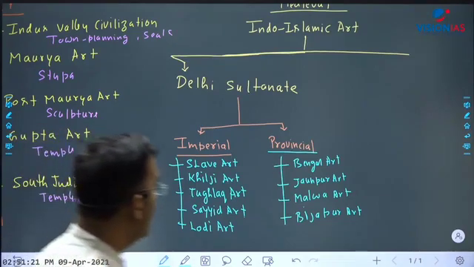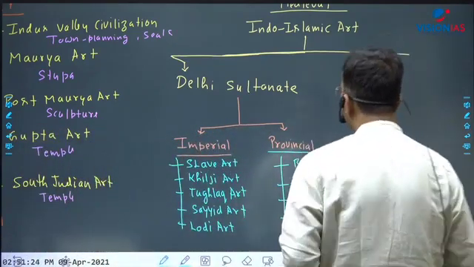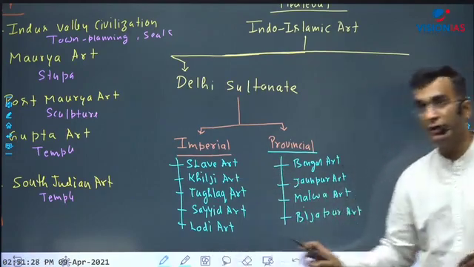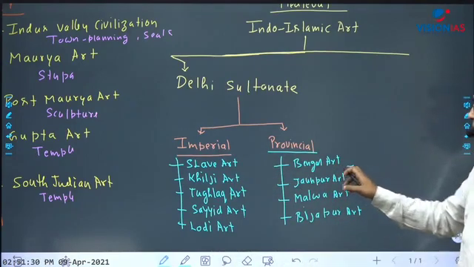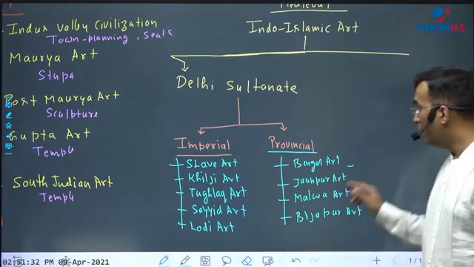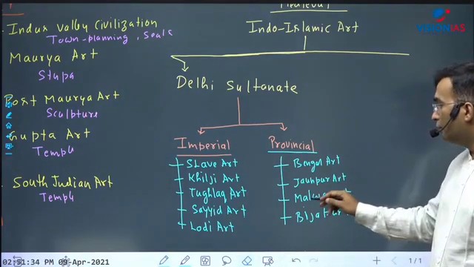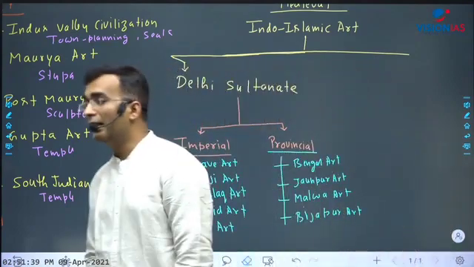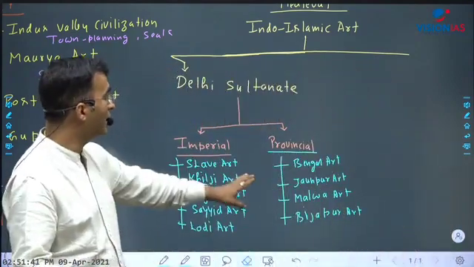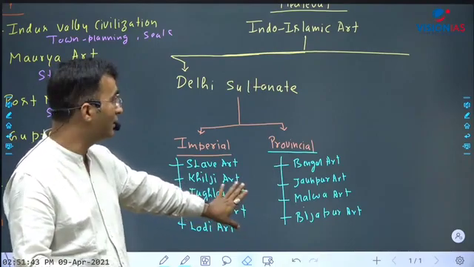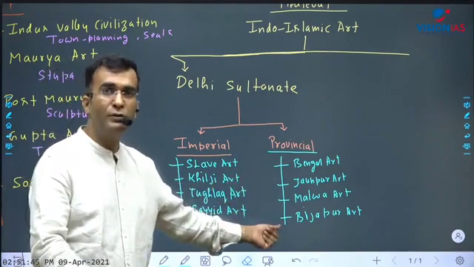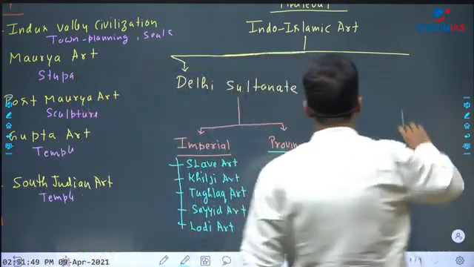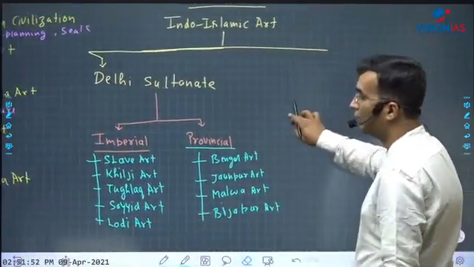These provincial arts would be a little different from what has been developed over here. So in the province of Bengal, what kind of art was developing? In the area of Jaunpur, Malwa and Bijapur, what kind of art was developing? That's what we need to know at this place. Okay? So this is about the Delhi Sultanate. Then I will write the timeline also if you want, but later on, abhi pehle itna likho. And then let's come to the next part, Mughal.